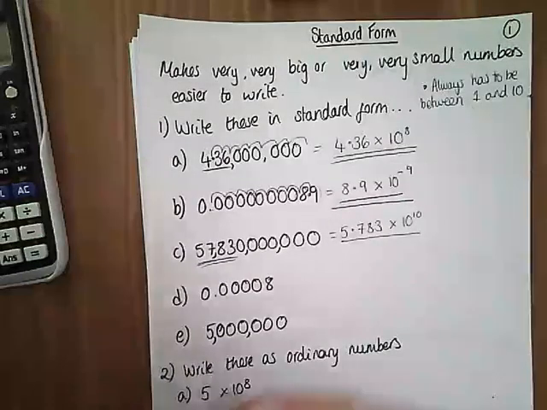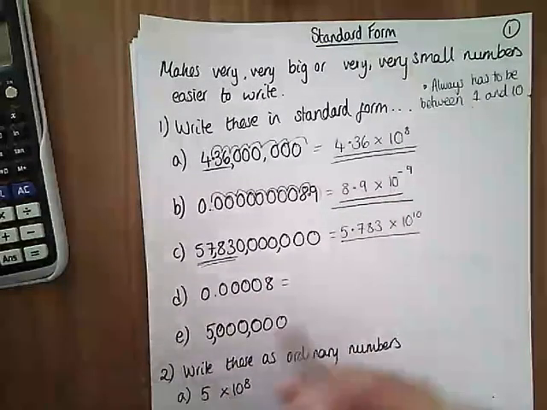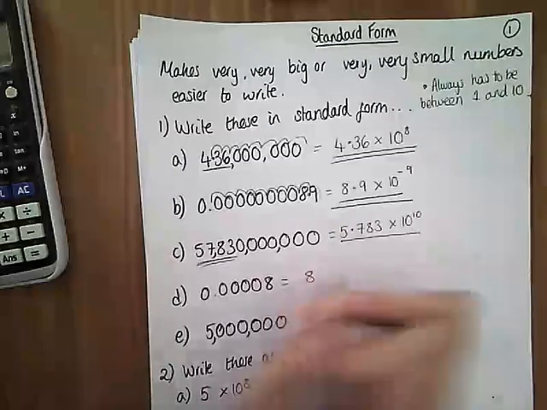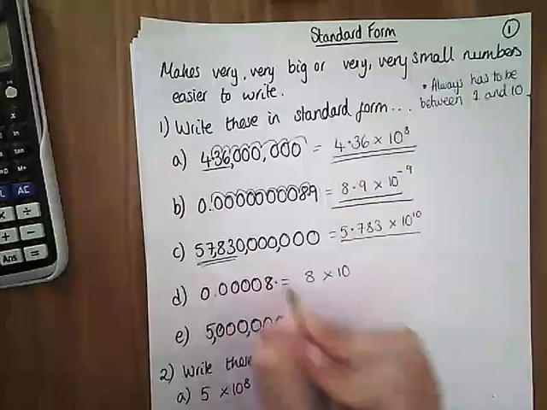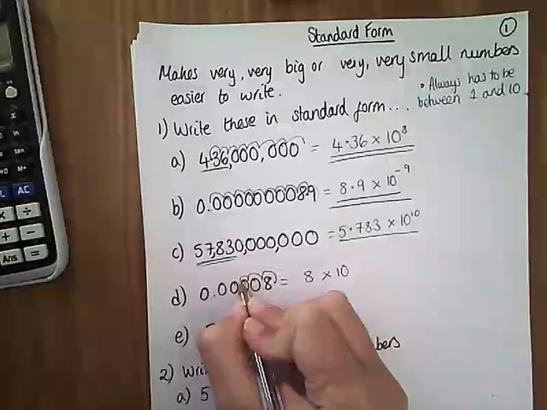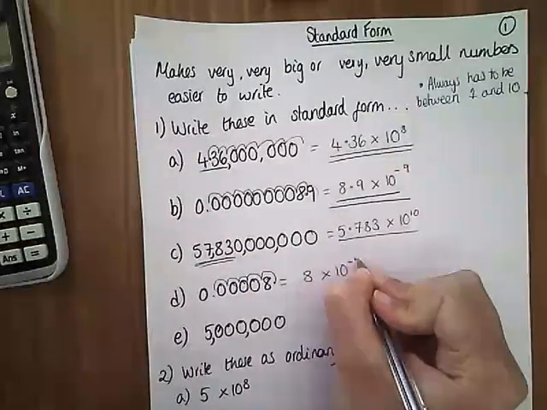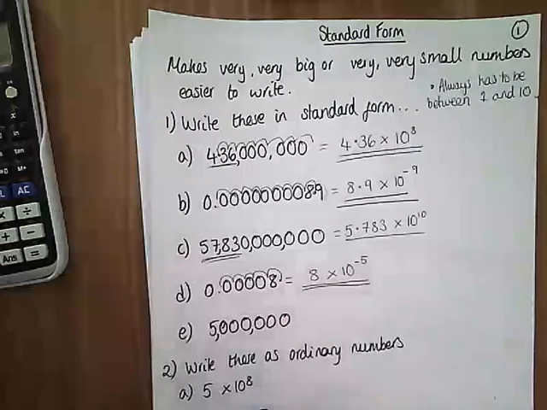Okay? This one, we need it to be between 1 and 10, so that would be the number 8. There's no point, it's just 8. Times 10 to the, here's where the 8 would be, 1, 2, 3, 4, 5, it's a very, very small number, so it's 8 times 10 to the negative 5.